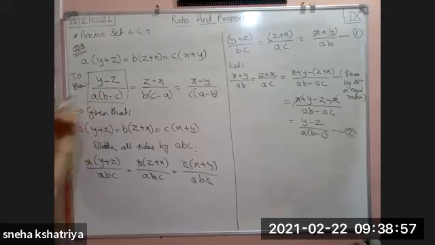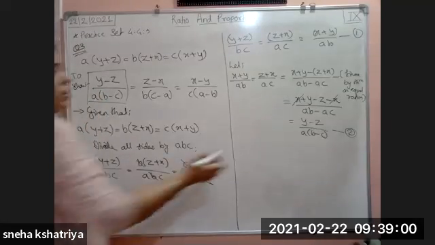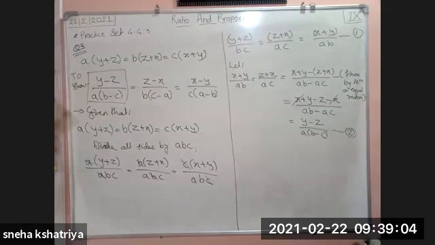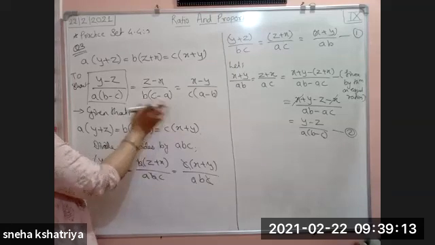Y minus z divided by A into B minus C. Just we have taken two terms and solved them, subtracted them, we will get the first one. Similarly, we have to solve the second also.